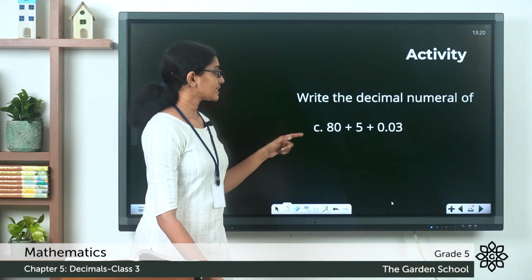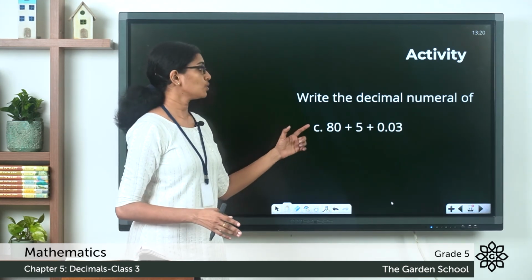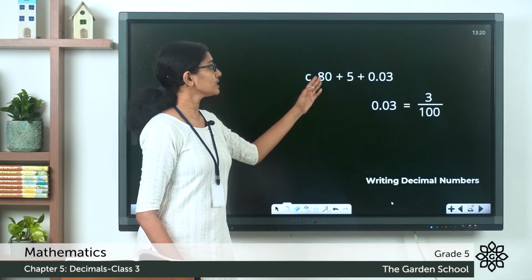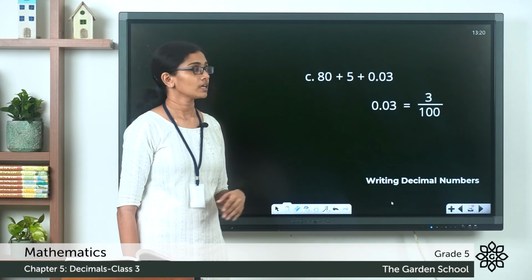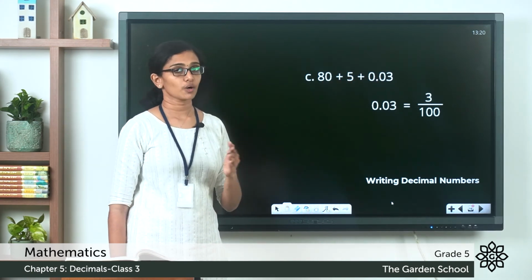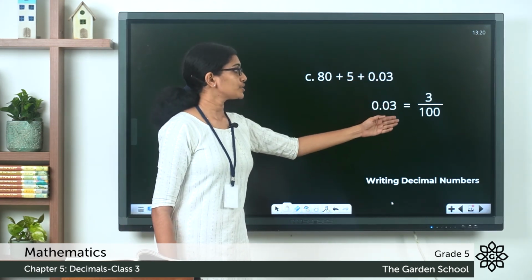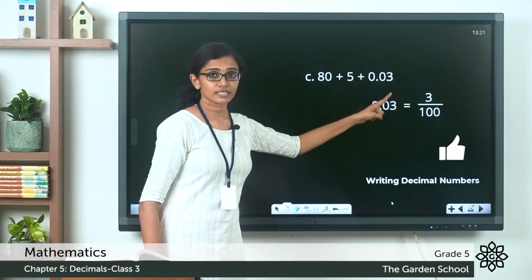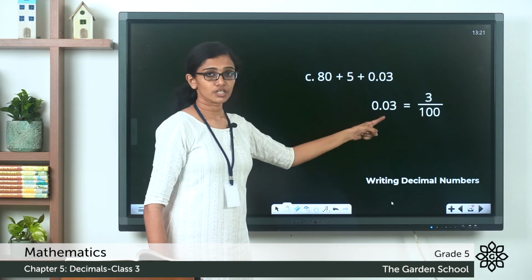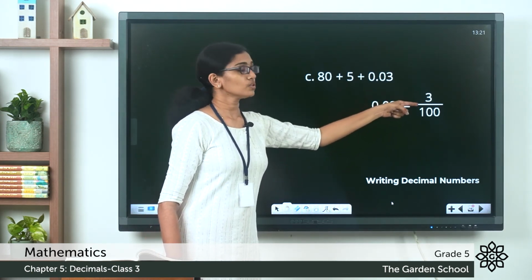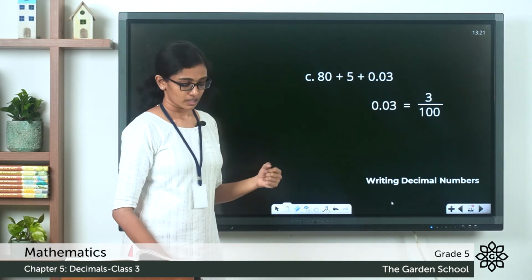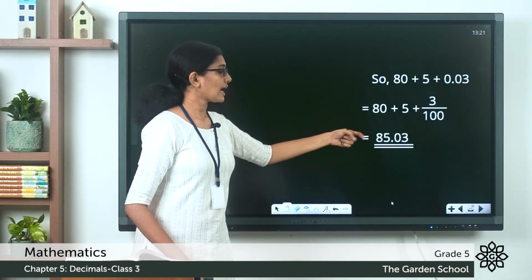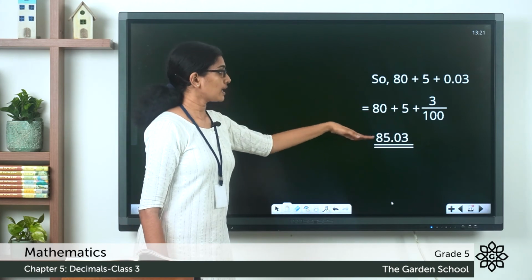Now our question was 80 plus 5 plus 0.03. So which is the whole number part? The whole number part is 80 plus 5. And we have the decimal part 0.03, which is equal to 3 by 100. Here the digit 3 is in the hundredths place. So we can rewrite 0.03 is equal to 3 by 100. Now let's solve the question. 80 plus 5, it is equal to 85. So the whole number part is done.